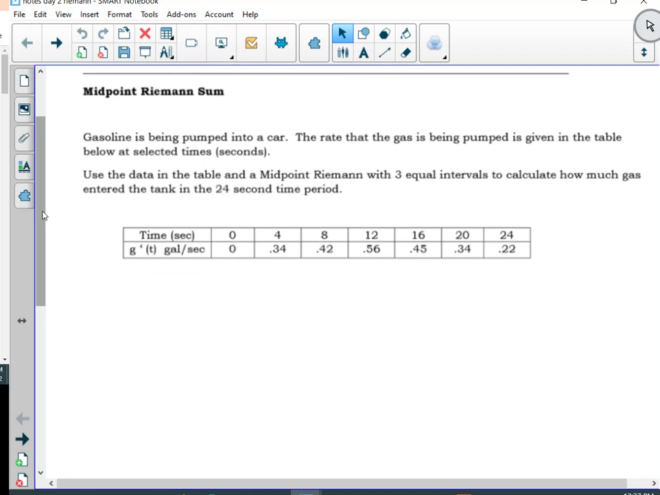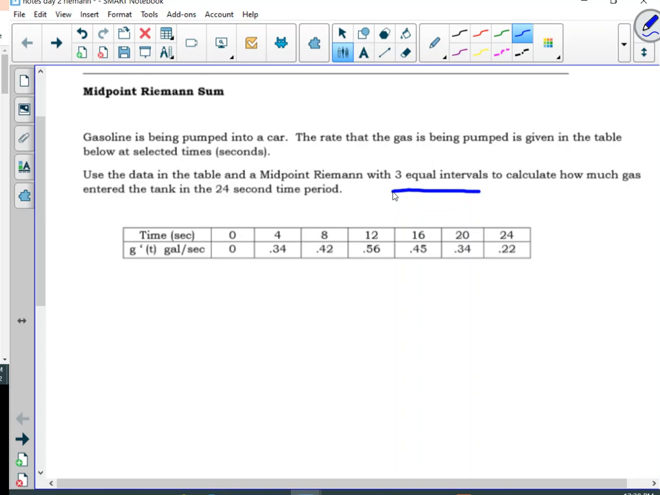So let's say we have gas data here. Gas is being pumped in a car, and at different time intervals, every 4 seconds, we've been able to assess the rate that the gallons of gas are coming into your car in gallons per second. And so we're going to use a midpoint Riemann, 3 equal intervals to calculate how much gas was going in the tank over the 24 seconds.